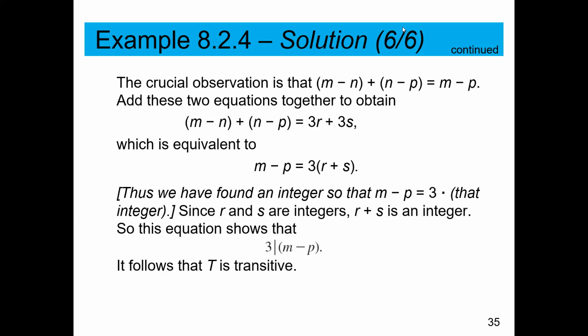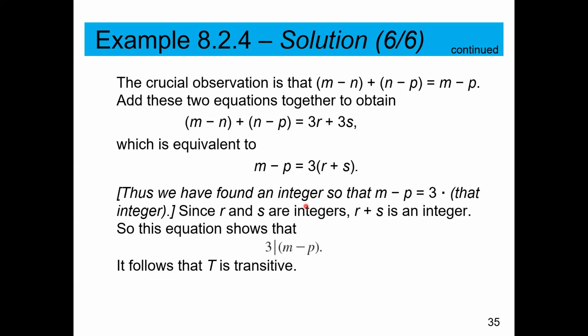So I'm going to end up with this, where we can see that m minus n plus n minus p, the n's are going to cancel out. I still get m minus p. And we have 3r plus 3s, which is 3 times r plus s. So that's clearly a multiple of 3, or it's divisible by 3 by definition. Therefore, it's transitive. So this was a little bit harder because we couldn't just brute force all the examples.